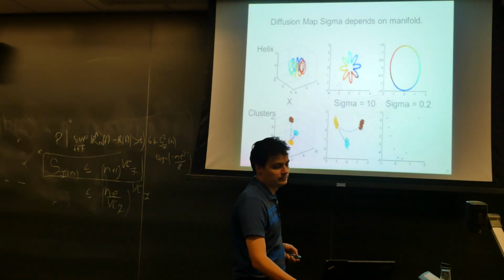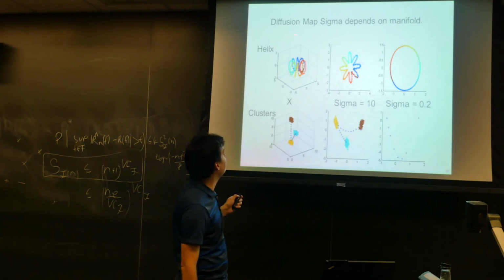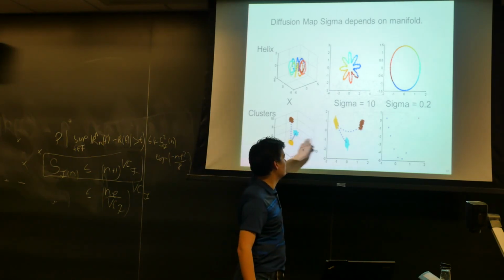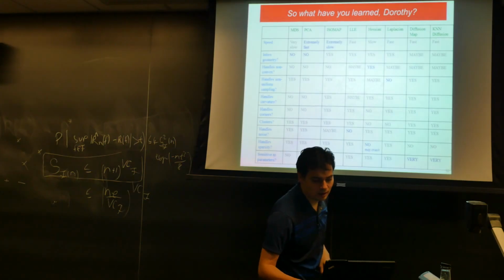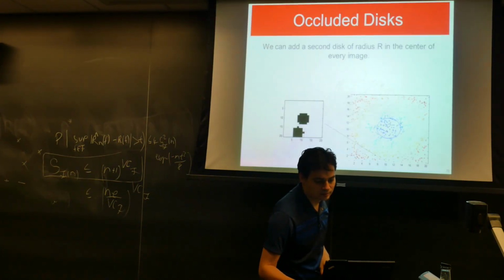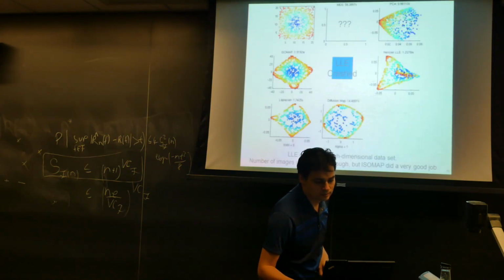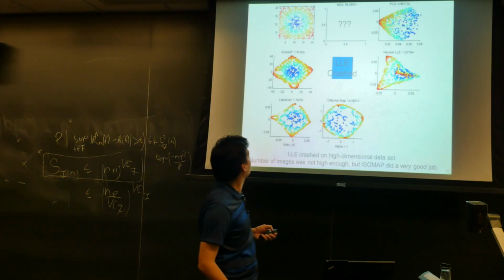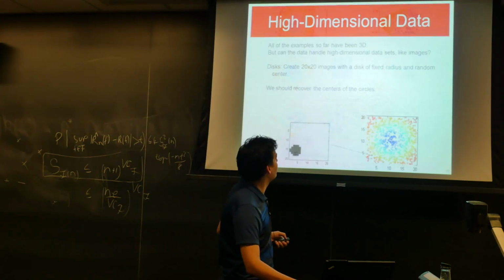results. For example, what the diffusion map would do on this kind of data set if you embed this data set to 2D with different parameters. Or if you have this kind of cluster data set and you would embed that. What's LLE? Local linear embedding.